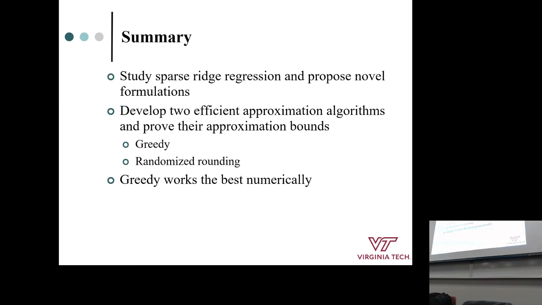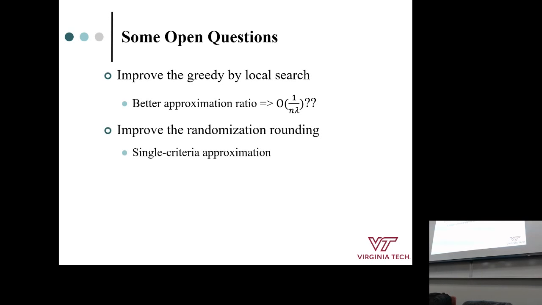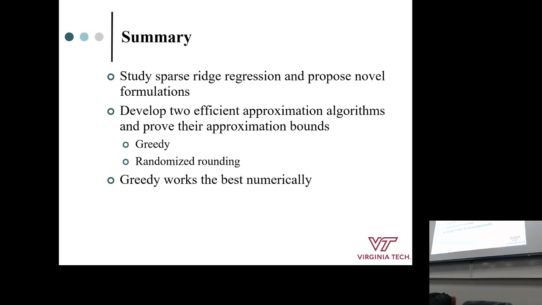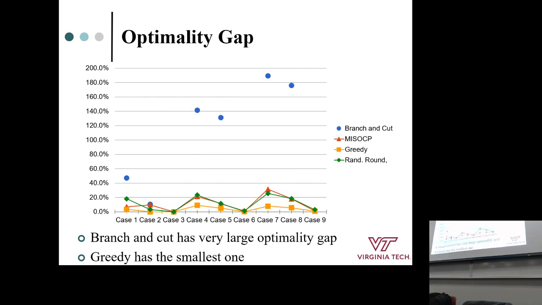And the branch cut does not do very well because it's slowing down, since it has to compute the gradient inequalities each time. And MISOCP, you see that it's doing much better than branch cut because we prove that they are equivalent at the root node. So solvers do much better if we use some features from the solver which can help us obtain better quality solutions.